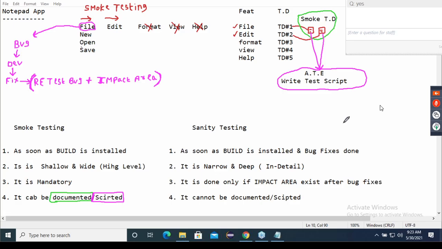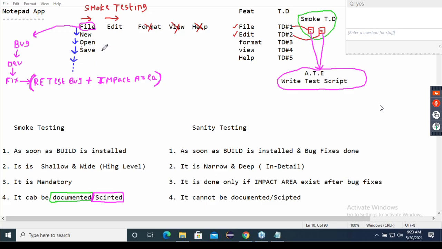Before going to other house, first think about your house. This is a hint for you. Correct. Because of the bug in file, I have to test the new module. Boss, I have to test the open module. I have to test the save module. I have to test the save as module. So I will test all the submodules of the file. Yes or no?